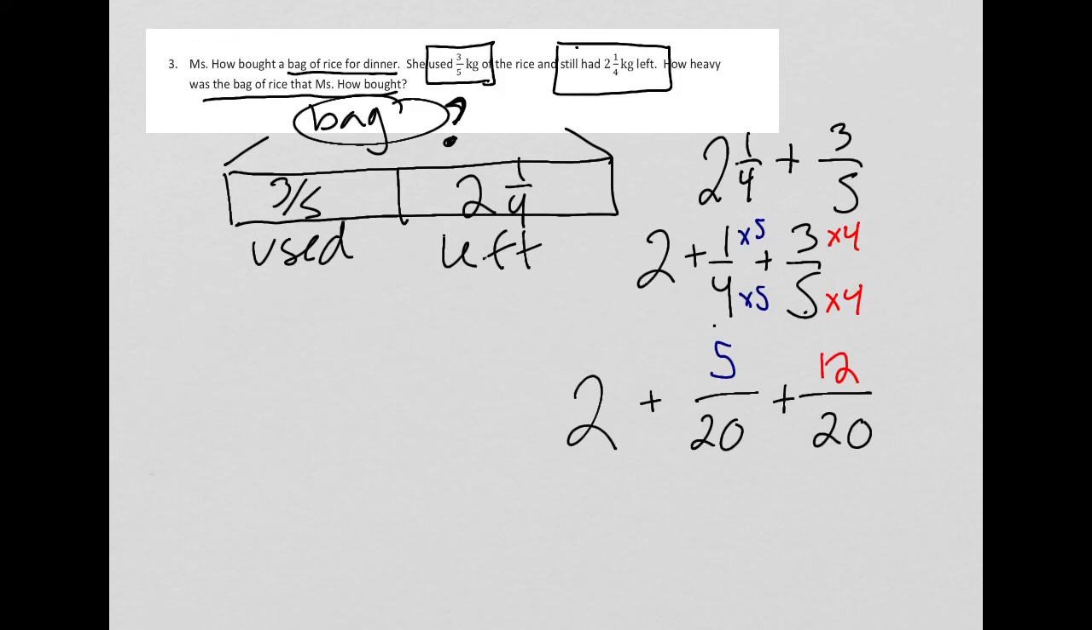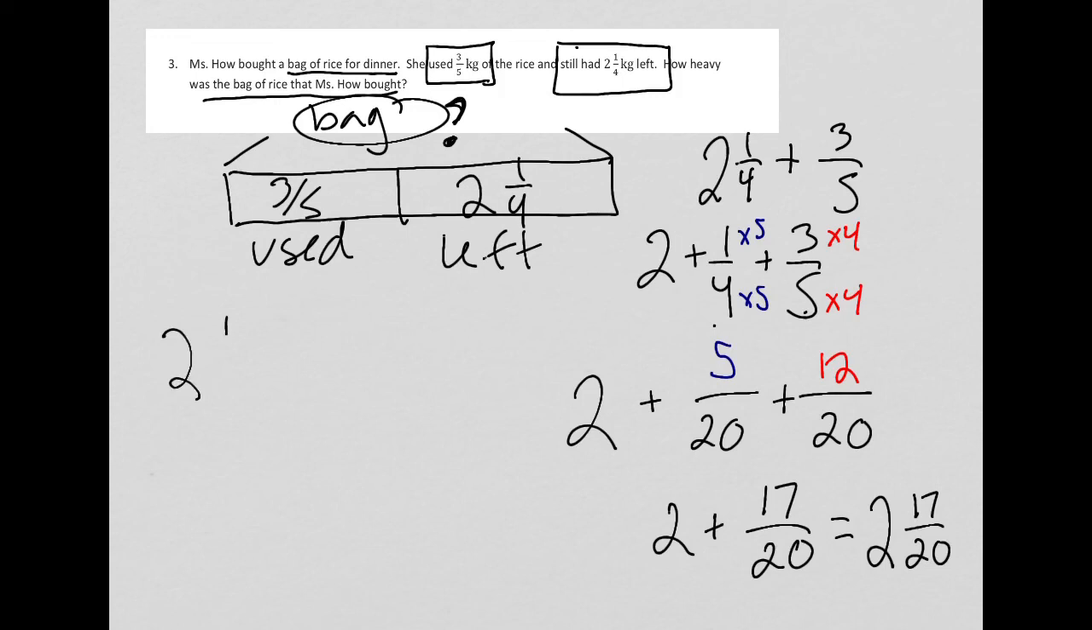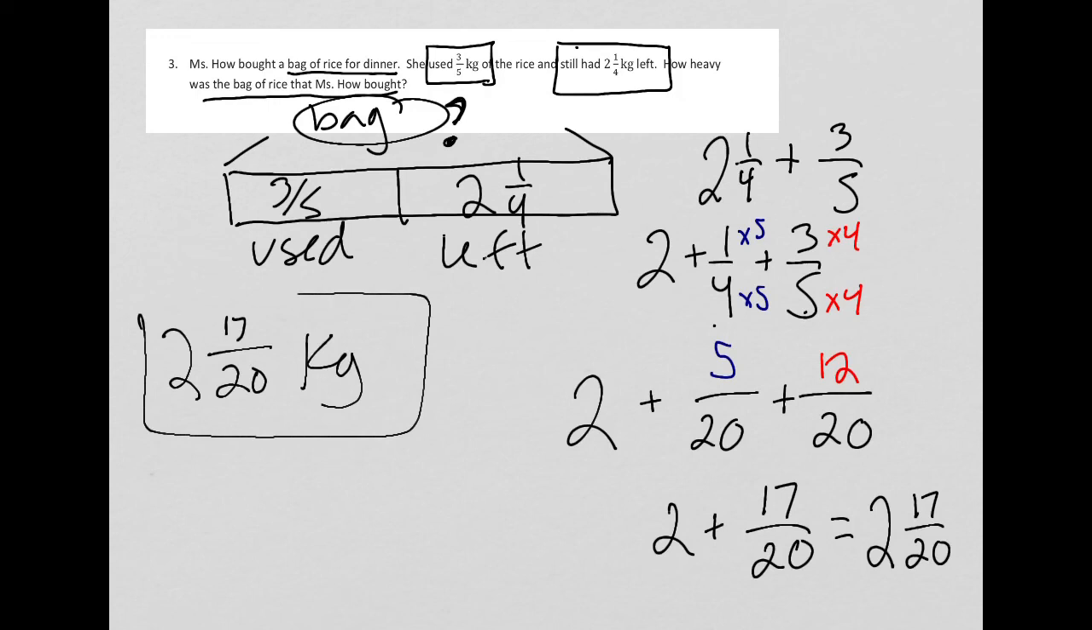And then I can add my fraction pieces together to give me 17 20ths plus 2. So then I can just merge those and say it's 2 and 17 20ths. And if I look at 17 20ths, there's no simplifying that needs to be done because 17 is prime and it cannot evenly go into 20. So I can say that the bag of rice was 2 and 17 20ths kilograms originally. That was the weight of the rice.